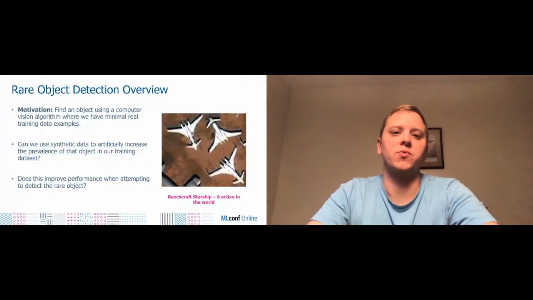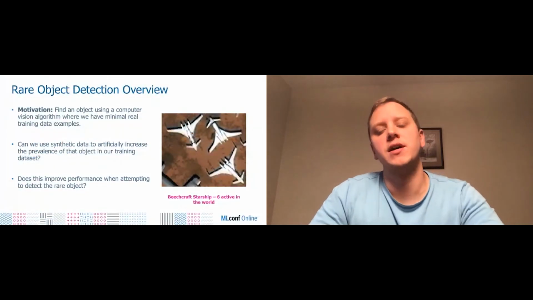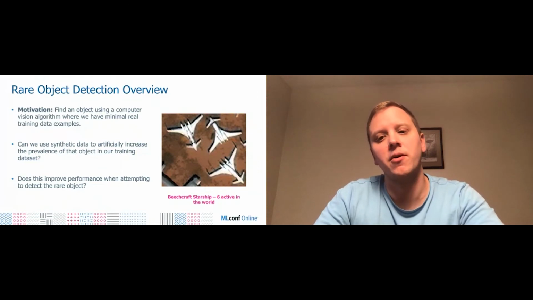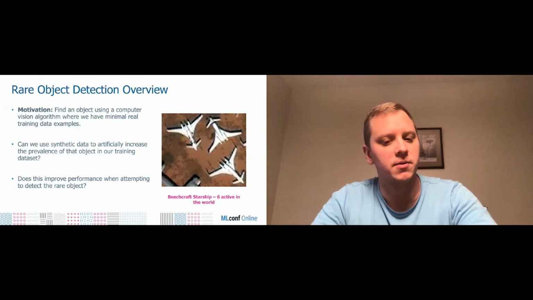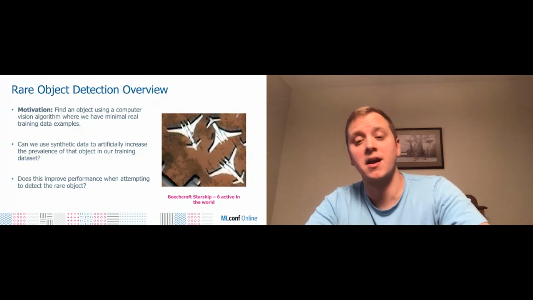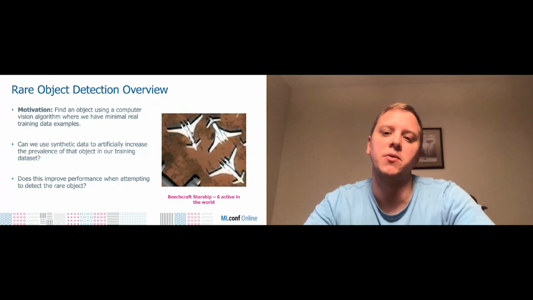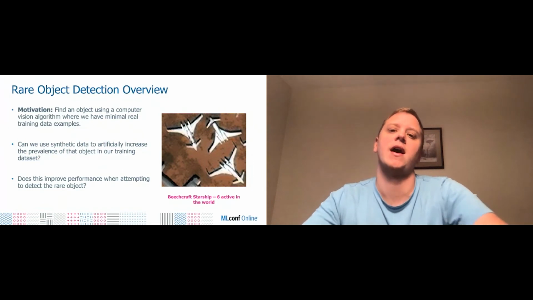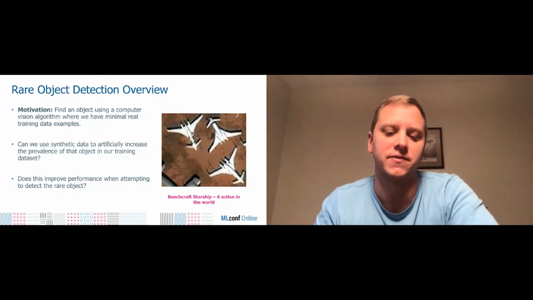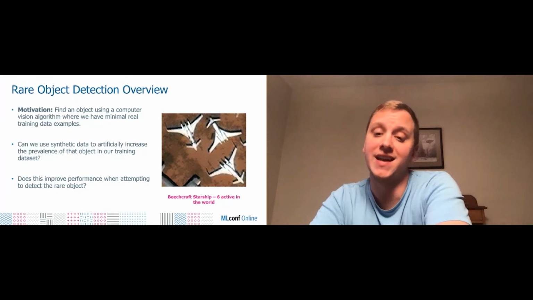So moving into this rare object detection overview. Why is rare object detection important? It's particularly important in the overhead domain, as you can never really guarantee when a satellite image comes over that you're actually able to have your objects of interest included in that collection.